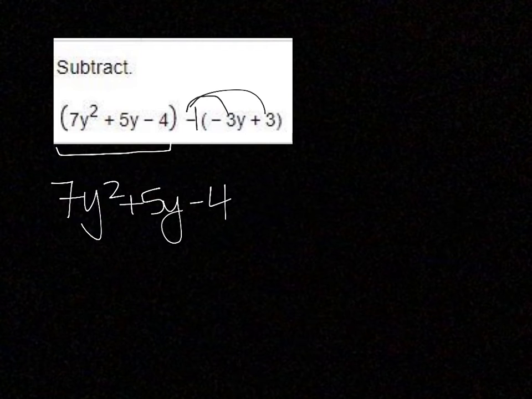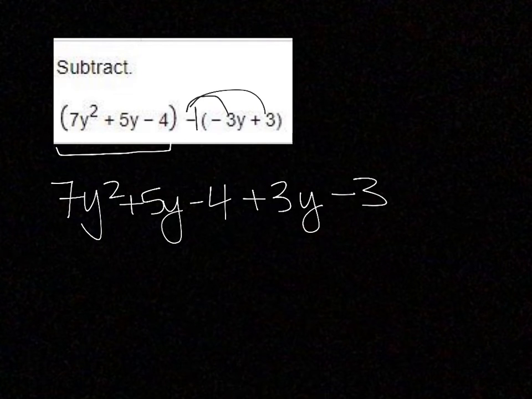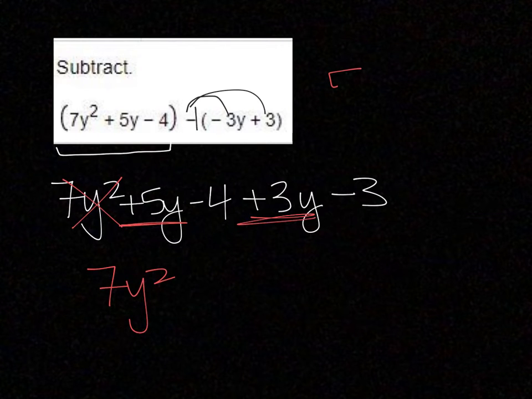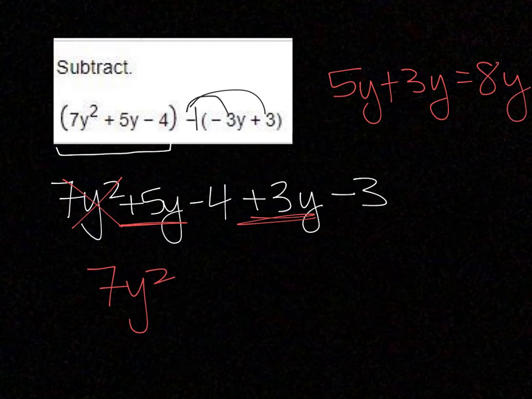-1 times -3y is a positive 3y. -1 times positive 3 is a -3. Now I'm looking for who's alike. 7y squared doesn't seem to have any friends, so I'm just going to write 7y squared. Cancel him out. He's done. 5y plus 3y is 8y. So that's an 8y. Done with him.